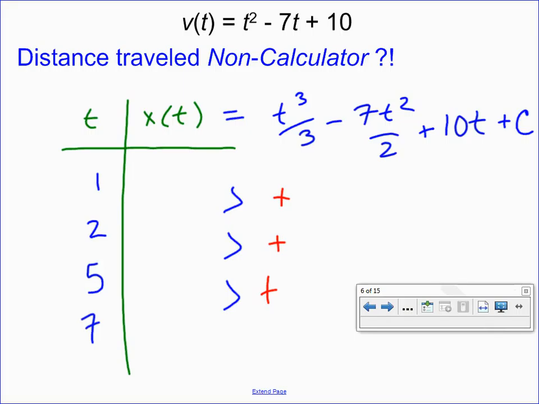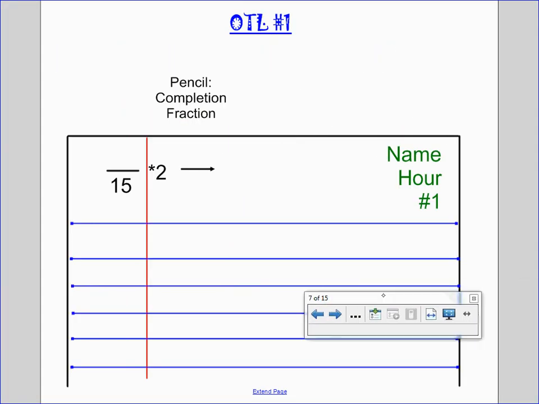In the interest of time, we're not going to do those methods. We know how to find an antiderivative and evaluate it, and so we're not going to go ahead and do those right now because I want to make sure we have time to develop our average value formula. But first, we'll go ahead and pause the recording and take care of our OTL number 1 check.